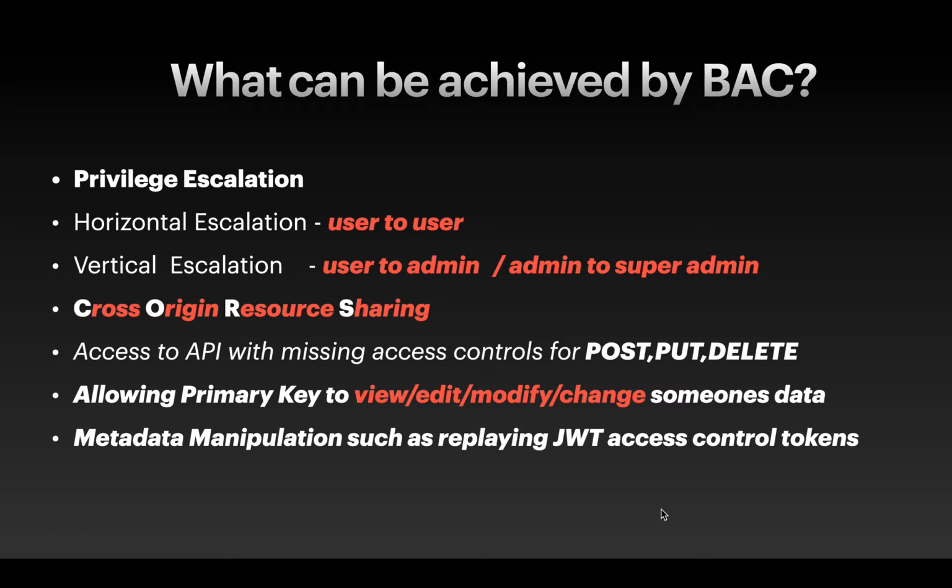Cross origin resource sharing is also what can be achieved by BAC. Access to API with missing access control for POST, PUT, DELETE. Allowing a primary key to view, edit, modify, change someone's data. Metadata manipulation such as replaying JWT access control tokens can also lead to BAC.